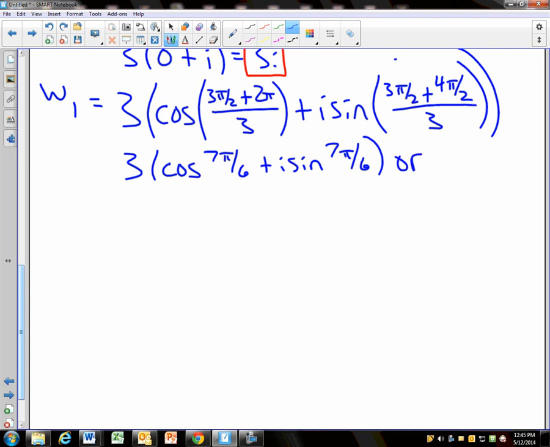Or you could write your answer like this. This is the way I like to write it. What is the cosine of 7 pi over 6? Negative root of 3 over 2. What is the sine of 7 pi over 6? Negative 1/2. And when you multiply through, you get negative 3 roots of 3 over 2 minus 3 over 2i.